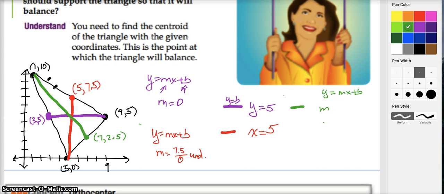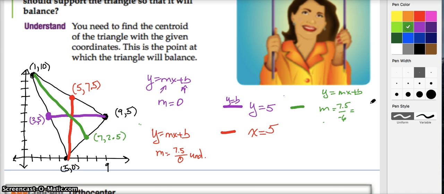So if I'm looking at the green line, I'm going to go this way: 10 minus 2.5 is equal to 7.5. And 1 minus 7 is a negative 6. I don't like this decimal and whole number business, so I'm going to multiply top and bottom by 2 to create an equivalent fraction that is just easier for me to deal with.